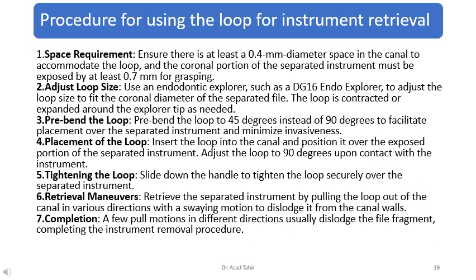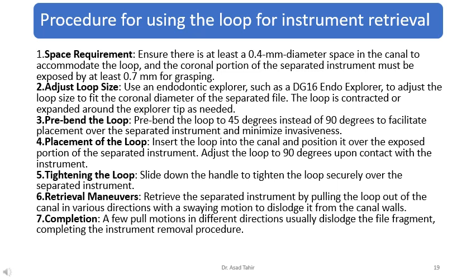Procedure for using the loop for instrument retrieval. Space requirement. Ensure there is at least a 0.4 mm diameter space in the canal to accommodate the loop, and the coronal portion of the separated instrument must be exposed by at least 0.7 mm for grasping. Adjust loop size. Use an endodontic explorer, such as a DG16 Endo Explorer, to adjust the loop size to fit the coronal diameter of the separated file. The loop is contracted or expanded around the explorer tip as needed.